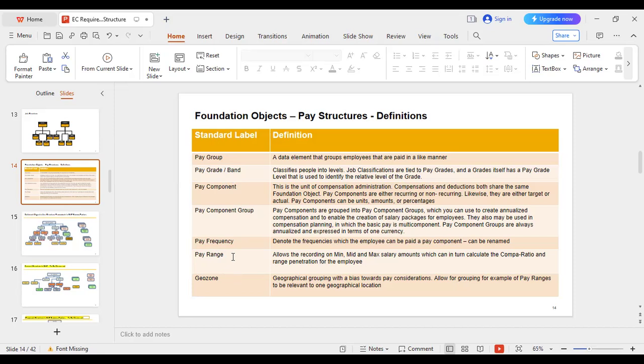So what is pay range? This is the minimum range we are making for this position, this is the mid range, and this is the max range. We are making this for any of the foundation objects, for any of the employees.